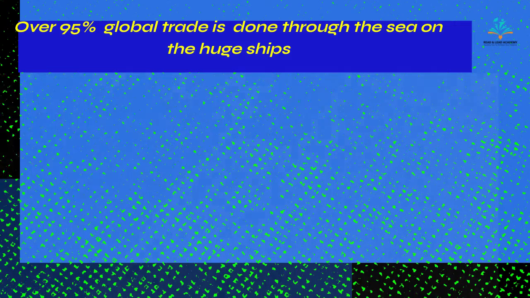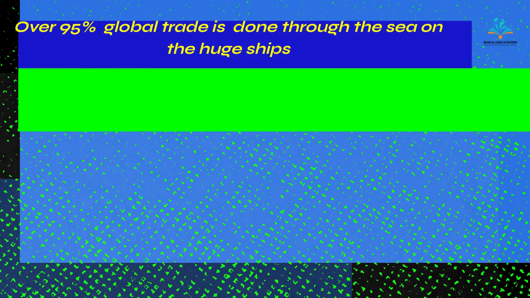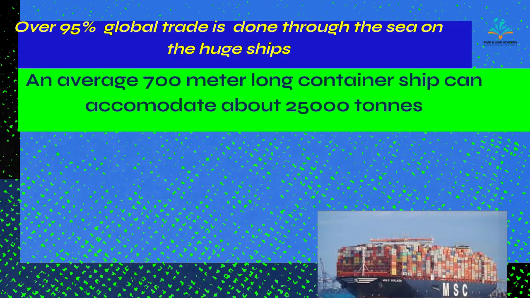The size of a ship and the amount of weight it can carry depends on the nature and architecture of the ship. An average 700-meter-long container ship can carry up to about 25,000 tons of cargo, which is equal to 250 million kilograms, or we can say 25 crore kilograms.